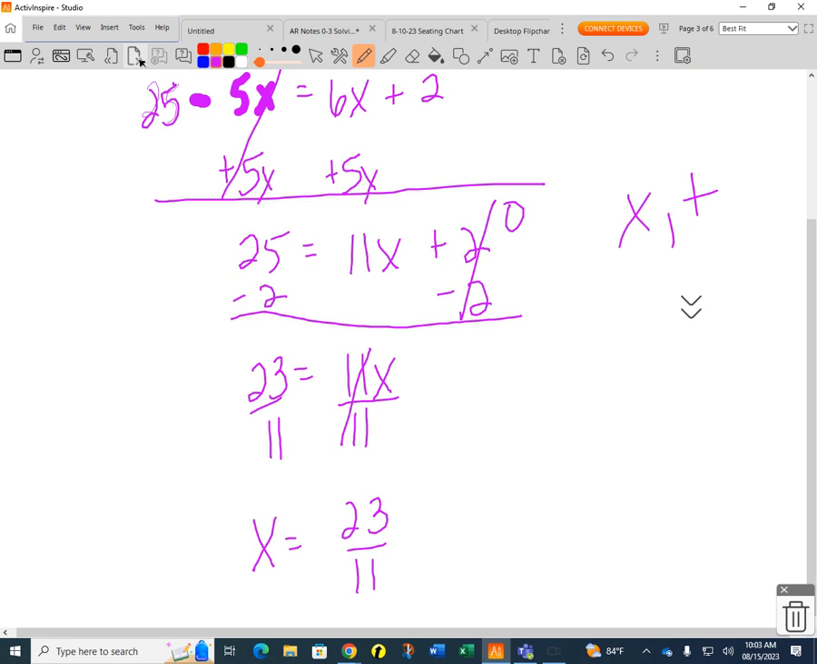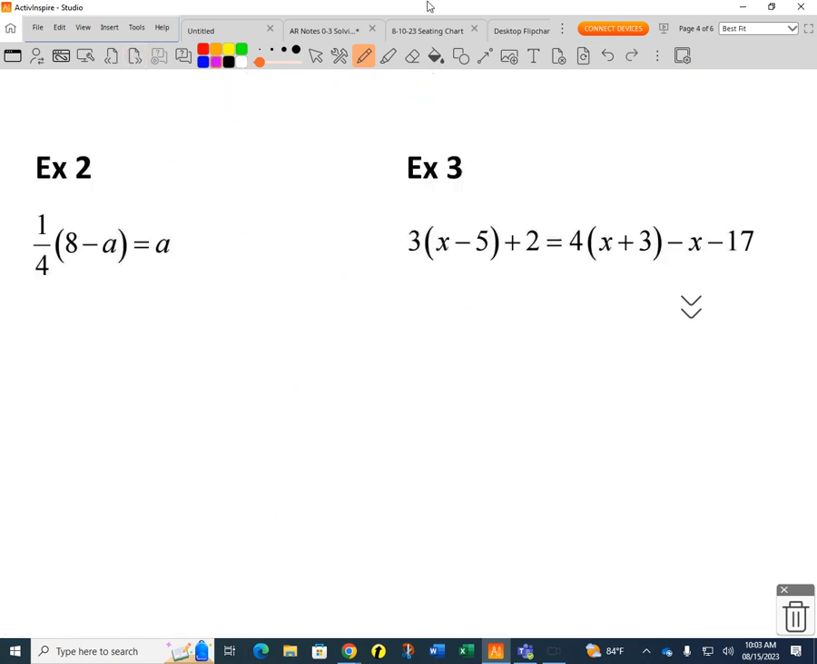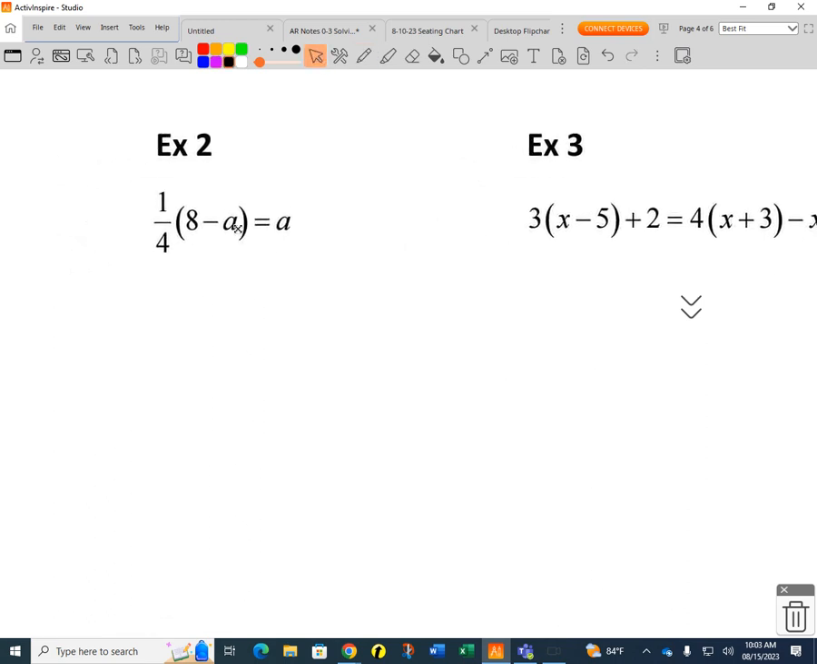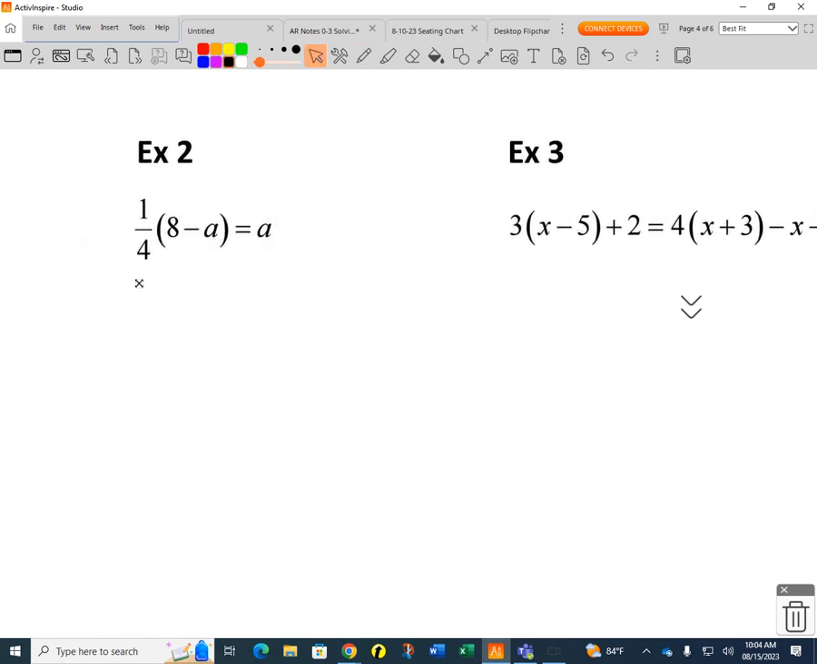Okay. So the next example, we're going to veer from our general plan of action a little bit. So this says 1/4 times (a minus a) equals a. So the first thing in our plan of action says we're going to get rid of the parentheses. But actually, if there's a fraction that needs to be distributed, we're not. We're going to get rid of the fraction first. And we're going to use the strategy we learned yesterday for getting rid of fractions in general.